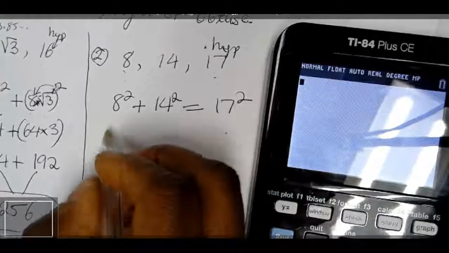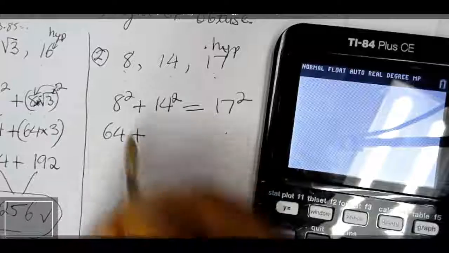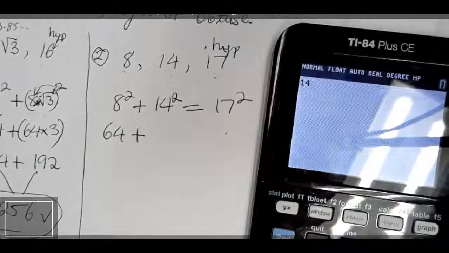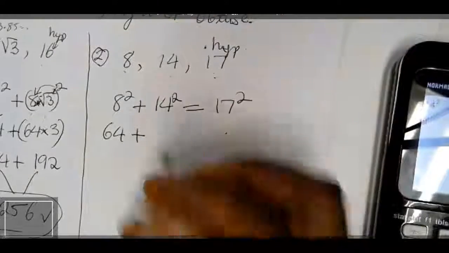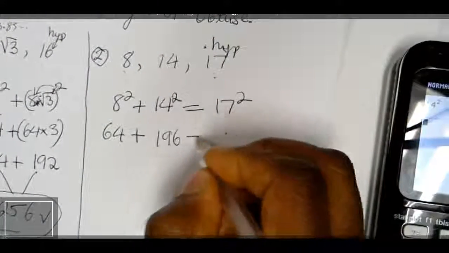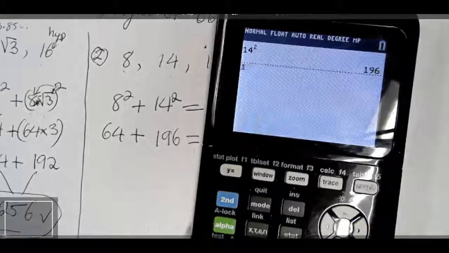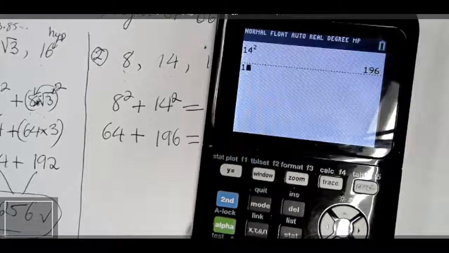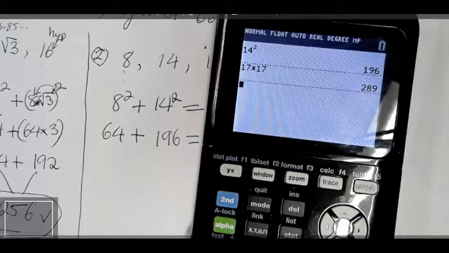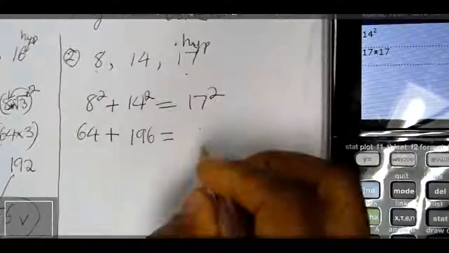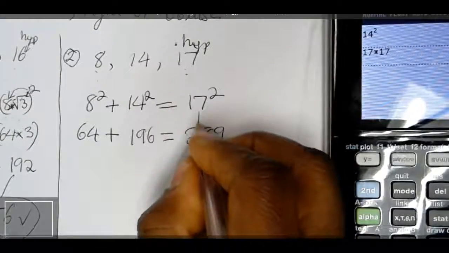So of course 8 times 8 is 64. And then 14 squared, or 14 times 14, 196. And then 17 squared, or 17 times 17, can put it that way, 289. Okay, this is 289.